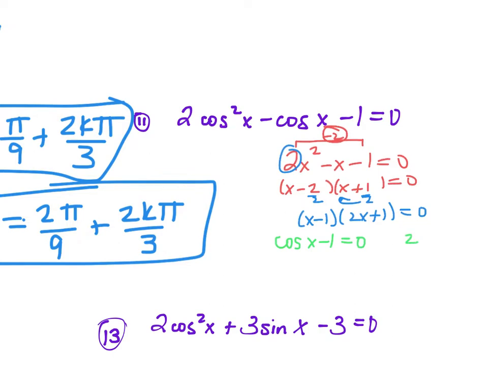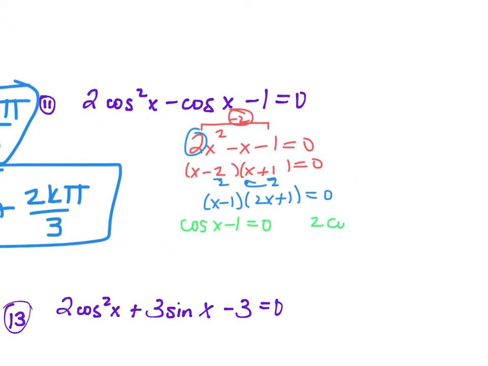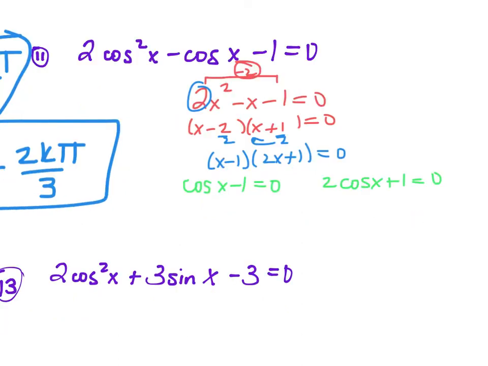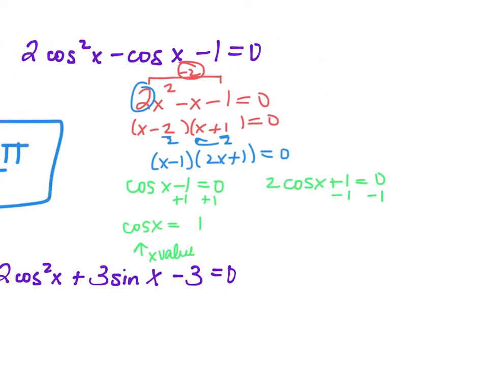So I'm looking for cosine x minus 1 equals 0, and 2 cosine x plus 1 equals 0. So if we solve this, we're going to add 1 to both sides. So I'm looking on the unit circle where the cosine of x is 1. That's my x value. And then over here, I'm going to subtract 1. So 2 cosine of x equals negative 1. Divide by 2. And I'm looking on the unit circle where the cosine of x is negative 1/2, which is, again, our x value. So we're going to have 3 answers here.